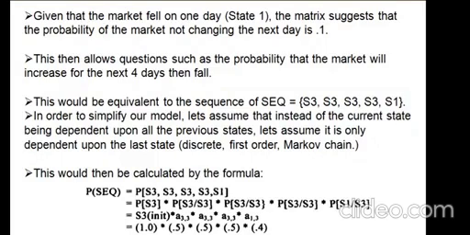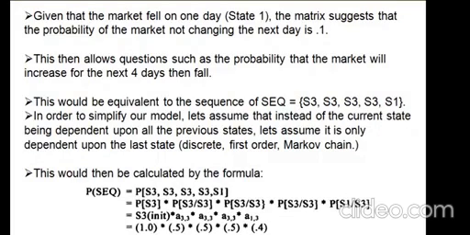Okay, so in order to simplify our model, let us assume that instead of the current state being dependent upon all previous states, it is only depending upon the last state. That is what the discrete, or first order, Markov chain you can say.